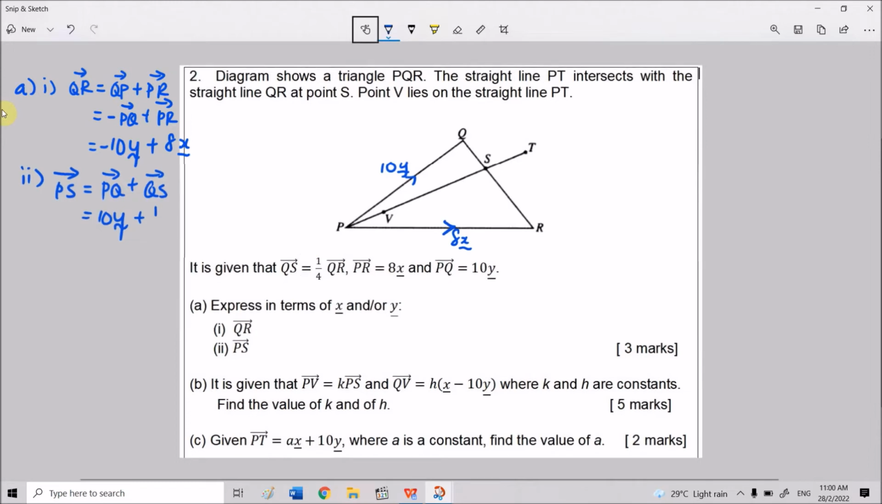So we can write vector QS as 1 over 4 vector QR. And vector QR, even though there's no information here, we can get from A1. Vector QR is here, which is this. So we just write this as 10 vector y plus 1 over 4. Use a bracket always for negative 10 vector y plus 8 vector x. This one here, substitute into this.